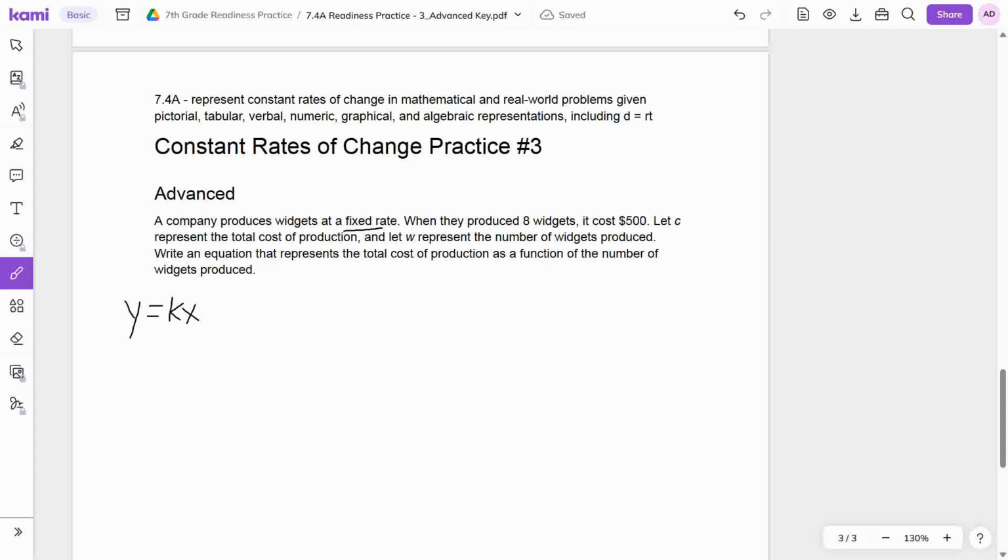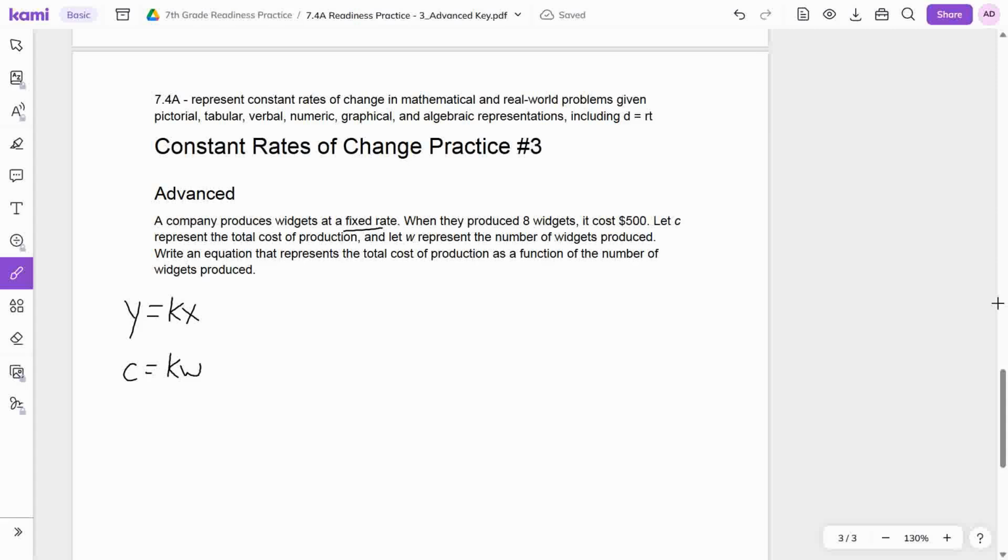So we can say our C equals, I'm just going to replace my Y with my C, and then my W is going to represent my X. Now, I need to find my constant. What is my unit rate? I know how much it costs to produce 8 widgets. I want to figure out my unit rate, how much it costs to produce 1 widget.